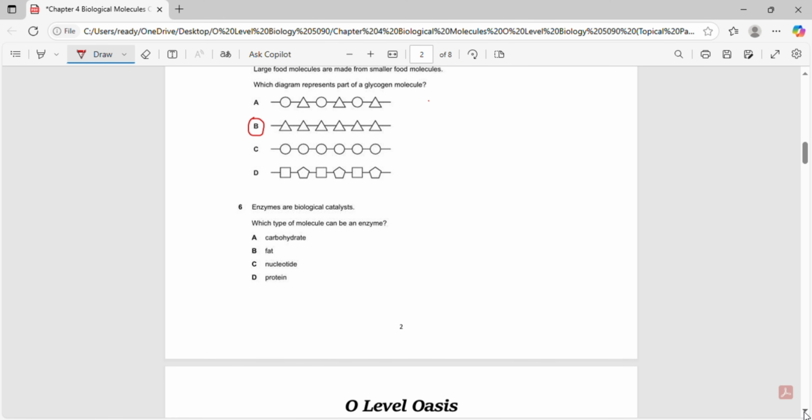Then, let's look at another question from the same paper. This one says, enzymes are biological catalysts. Out of all the options, which type of molecule can be an enzyme? Here, we need to recall what we know about enzymes. Enzymes are almost always proteins. While it's true that in some rare cases RNA molecules can act as catalysts, like ribozymes, most enzymes in living organisms are proteins. So, the correct answer here is option D, protein. That's the right choice because enzymes, being biological catalysts, are primarily proteins that speed up chemical reactions in the body.